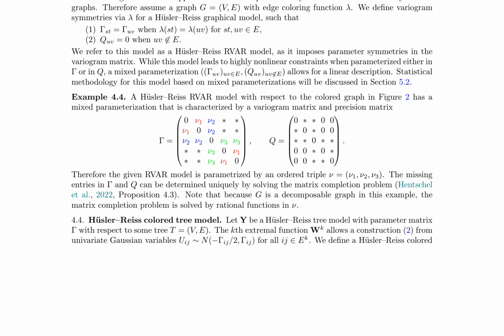The Hüsler-Reiss colored tree model is also discussed, where Y is a Hüsler-Reiss tree model with parameter matrix gamma with respect to some tree T equals (V, E). The kth extremal function allows a construction from univariate Gaussian variables W_ij distributed as N(-gamma_ij/2, gamma_ij), for all ij element of E_k. The paper concludes with the definition of a Hüsler-Reiss colored tree model, which generalizes the approach of parameter symmetries in gamma for arbitrary colored graphs.